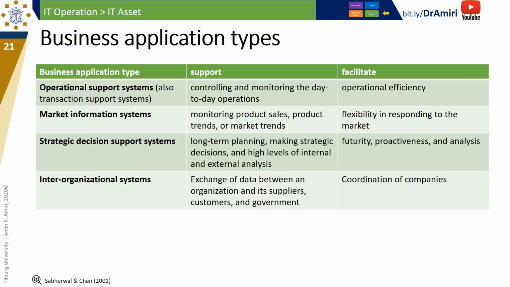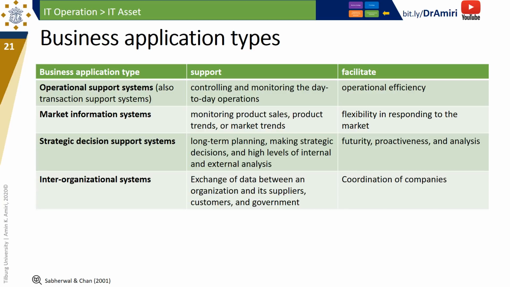Another type of business application is market information system. They monitor product sales, product trends, and anything about the market. They make the organization flexible, fast, and responsive to market changes and market trends.